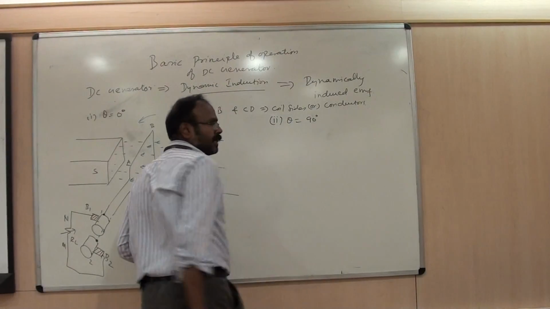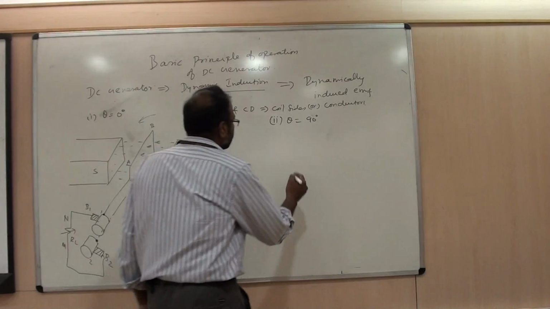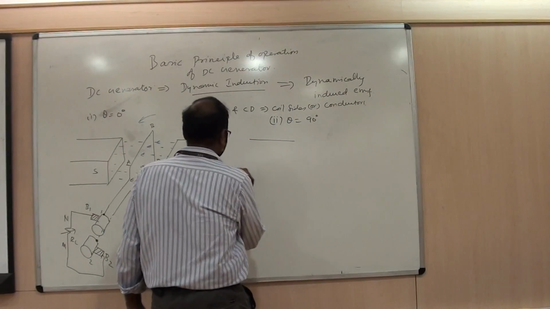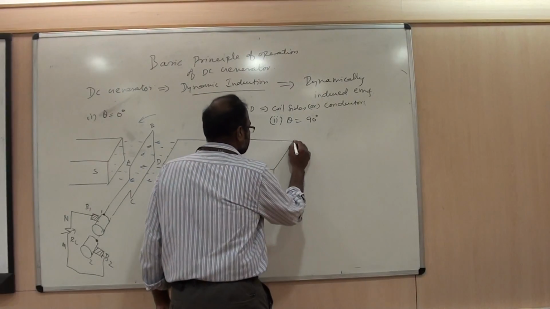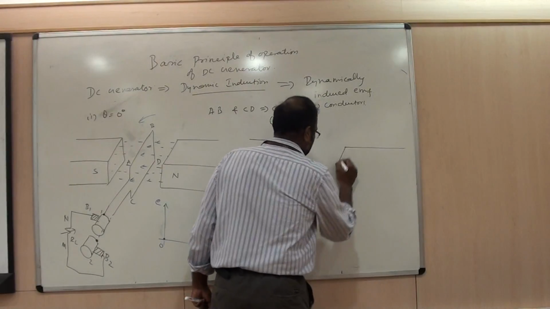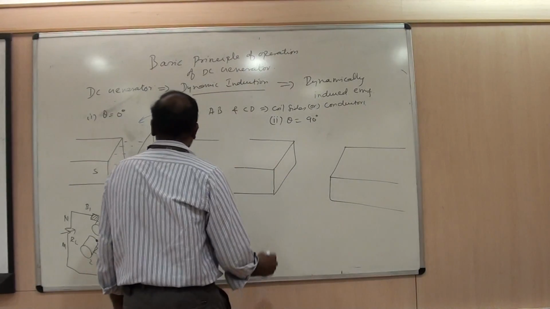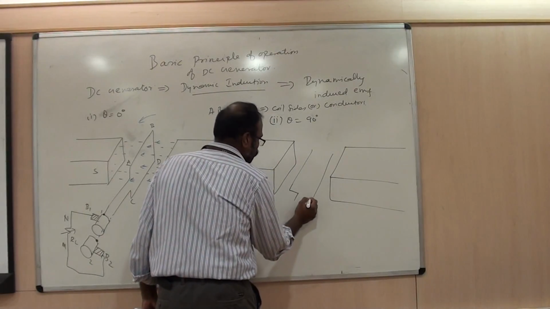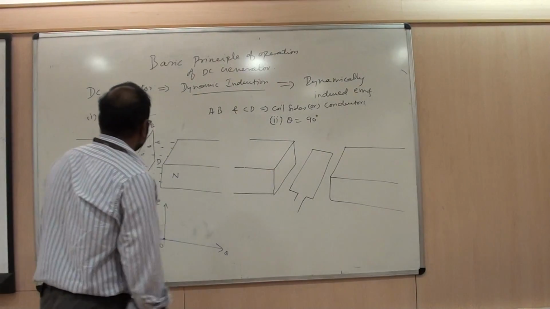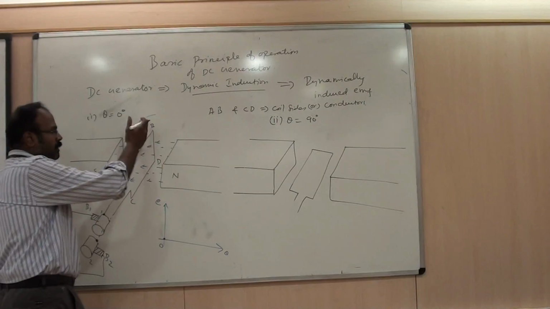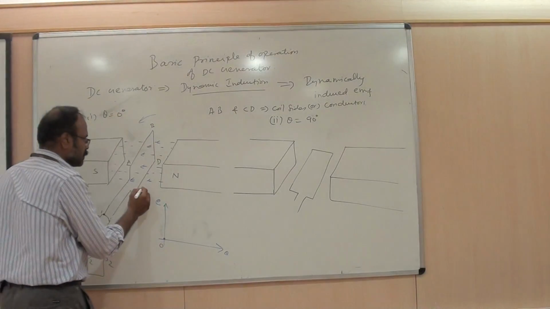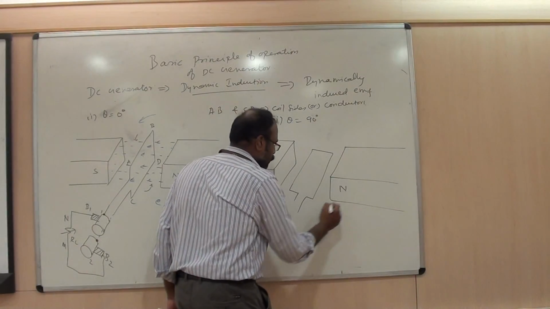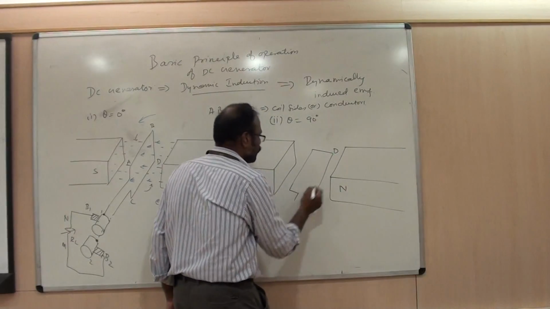Theta is equal to 90 degree. That is, now the positions of your coil. If this coil is going to rotate in the anti-clockwise direction, CD will go up and AB will go down. Thereby, on the side where the north pole is there, CD will be there.